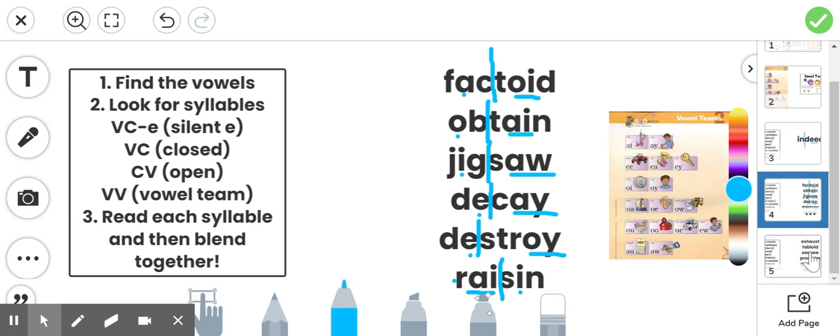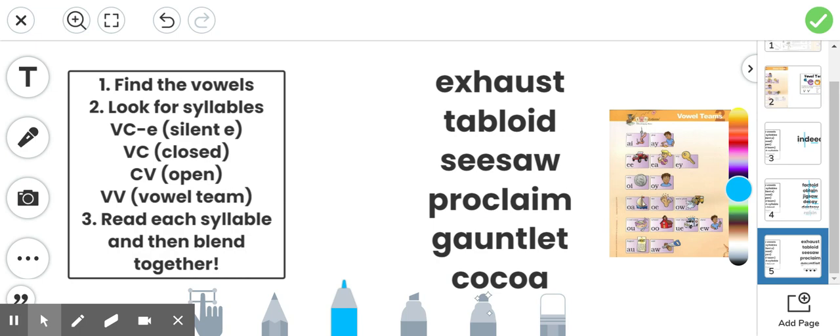Let's try some more. We have E, AU sounds like ah. We're going to separate between the two consonants. We have A, OI, separate between the two consonants. EE and AW. And with only one letter in between, we're going to separate right after the first vowel sound.